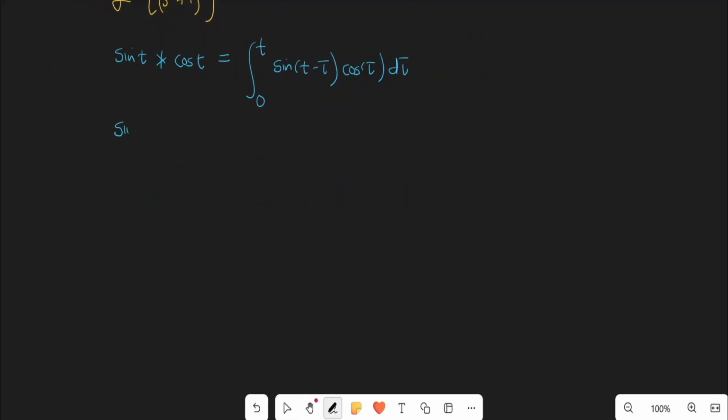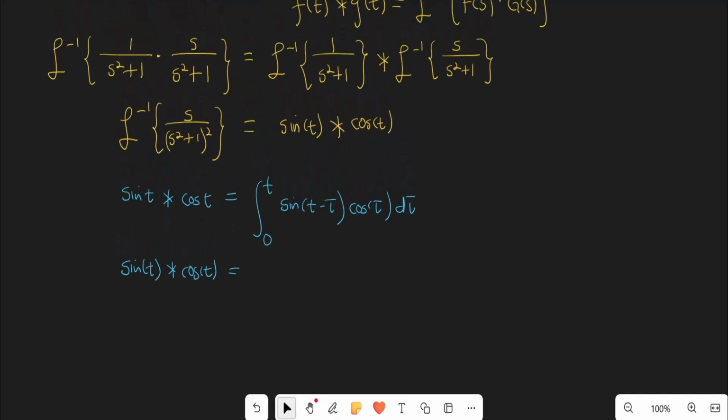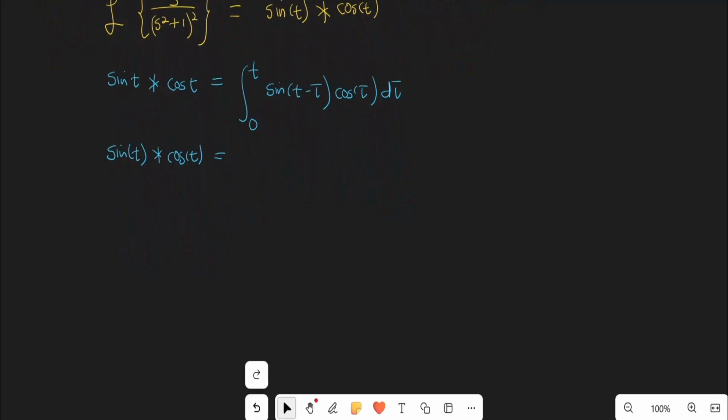So when we find sine of t convoluted with g of t, with cosine of t, the answer should automatically be the Laplace inverse of the function that we are seeking to find in the question. Alright, so now let's do this. Using the double angle identity here, this one is going to be the integral from 0 to t. Now, using that is going to be sine of t, right?